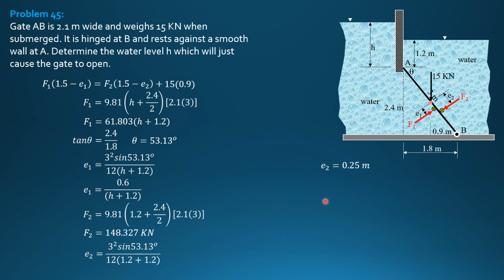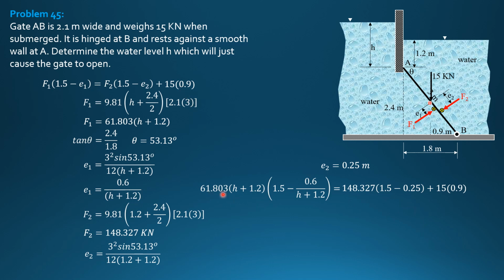So everything is known except for H, the only unknown. Substitute in our working equation. 61.803 quantity H plus 1.2 times quantity 1.5 minus E1, which is 0.6 over H plus 1.2, equals F2, 148.327 times quantity 1.5 minus 0.25, plus 15 times 0.9.